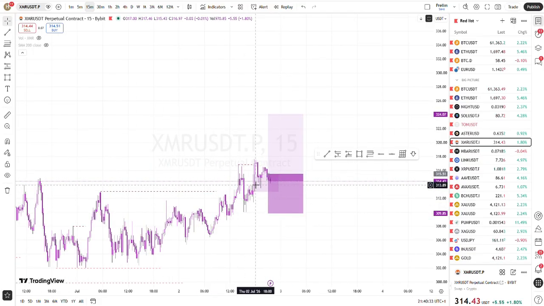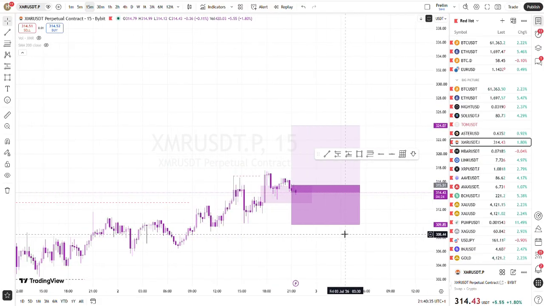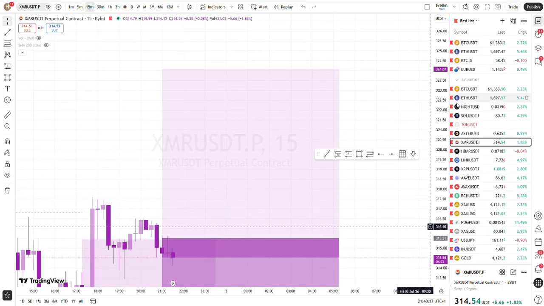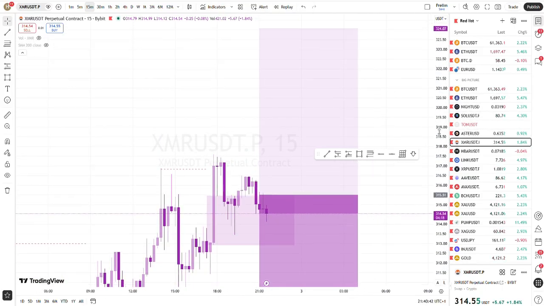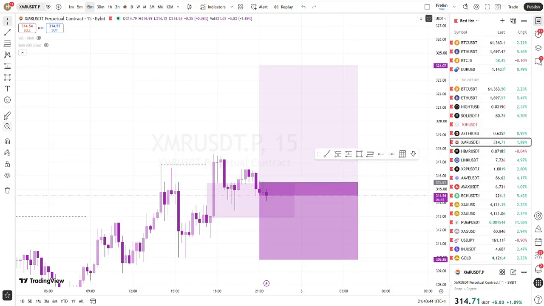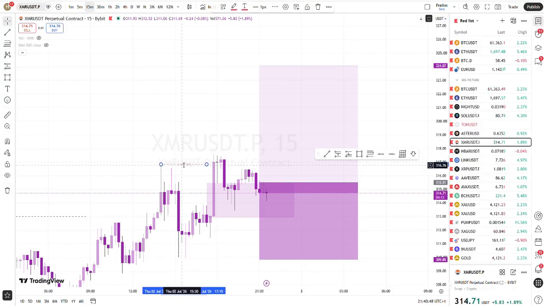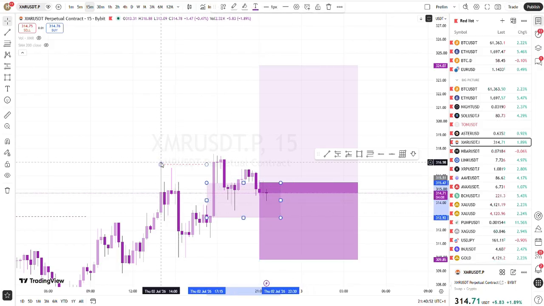But generally, you can see the fair value gap is there. Let me expand this properly so you can see what is there. Based on our principle of price taking liquidity and offering fair value, you see that the fair value is already here. Liquidity was here before, price came, took it, and left the fair value. So we expect price to come into the fair value.